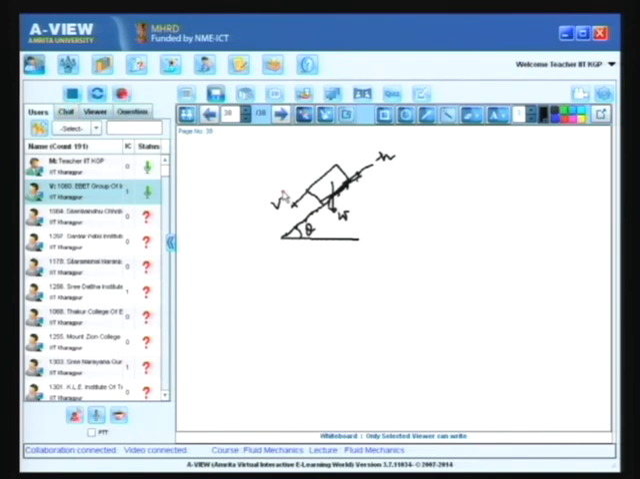Now your objective is to find the viscosity of the oil of this thin layer. So how to address this problem? First, you should appreciate that there are two components of the weight here. This angle is theta, so that will be W cos theta, and along the direction of sliding down it will be W sin theta.